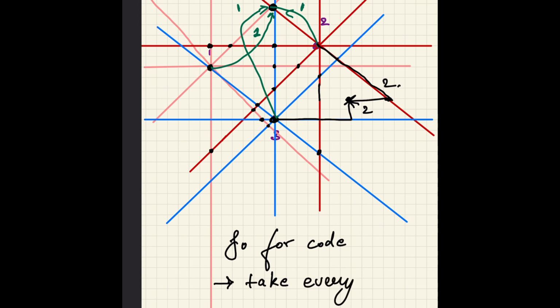So for the coding part, we will take all the points and all the lines passing through these points. The lines passing through these points have definite equations, because for any given point there are only 4 lines passing through it. Those 4 are x is equal to constant, y is equal to constant, x plus y is equal to constant, and x minus y is equal to constant.